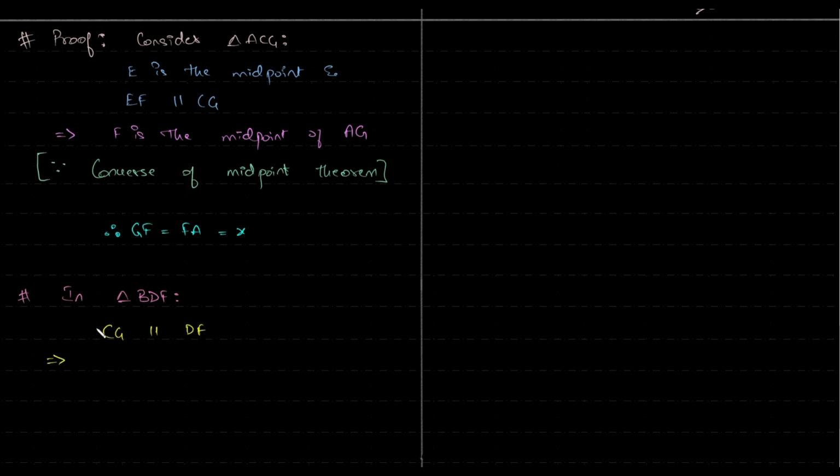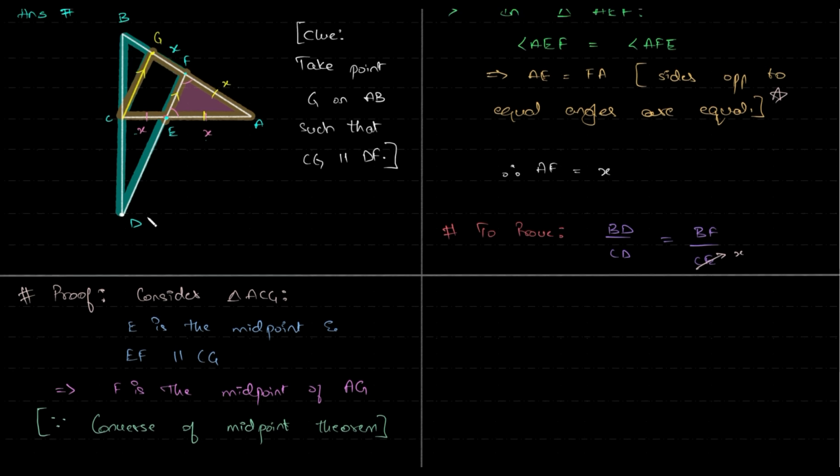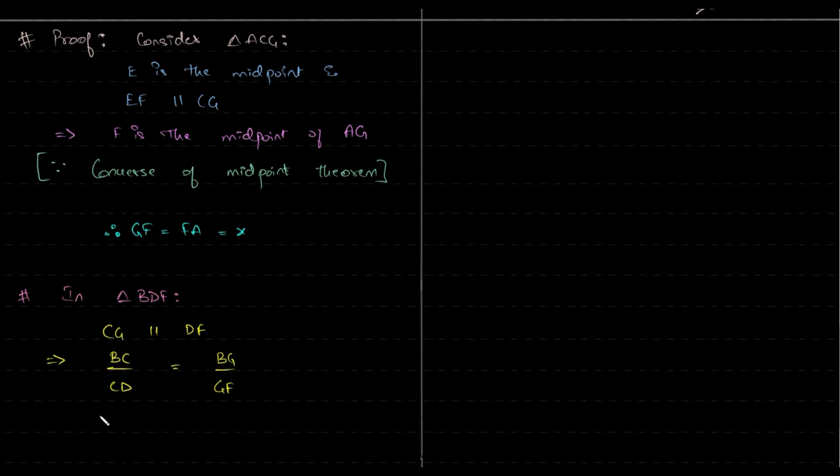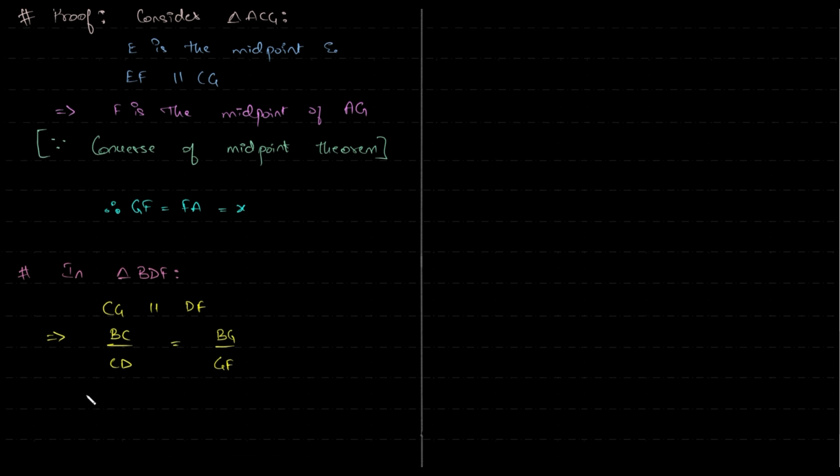This implies, what can we infer from this? We can infer that BC by CD is equal to BG by GF. Okay. But we want BD, this entire length, not BC. So what is the funda over here? This we have done before, in the example questions and all of that. How can we get BD over here? Yes, by adding 1 to both sides.